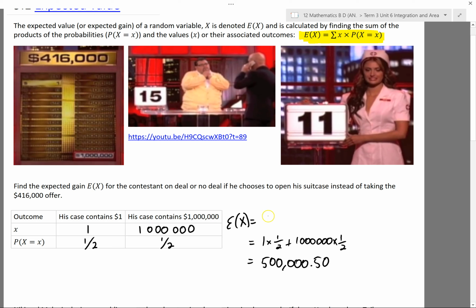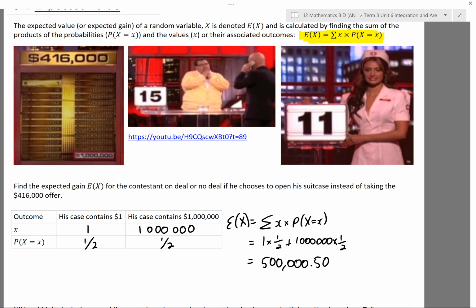The way this formula works is we're adding together all of the values multiplied by their associated probabilities. Essentially doing this multiplied plus these two multiplied. This guy's expected gain is about $500,000, and the bank is only offering him $416,000, which essentially means if this player takes the bank's offer, he'll be getting less than he should expect to get if he plays the game 1,000,000 times or 1,000 times in the long run.